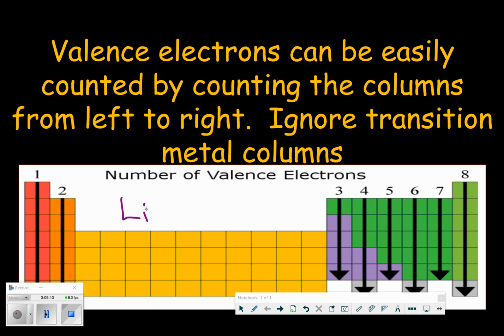Lithium is in the first column right here. It has one valence electron. Beryllium is in the second one. It has two valence electrons. Boron in the third, it has 1, 2, 3 electrons. You have to be able to deal with Lewis dots on these.